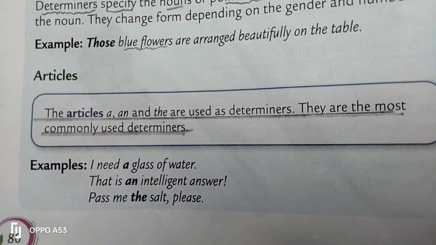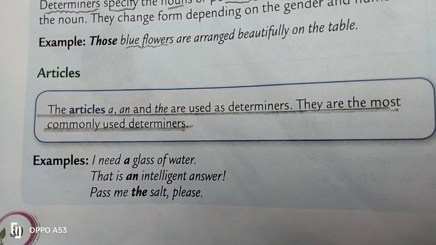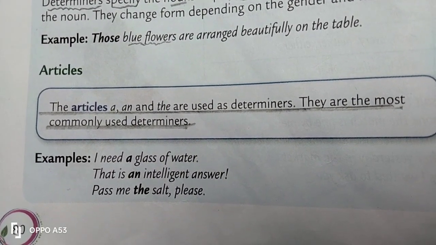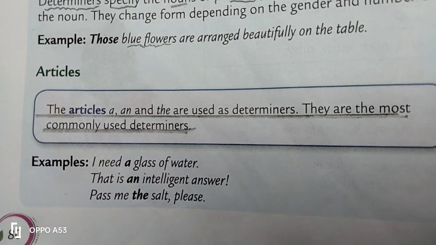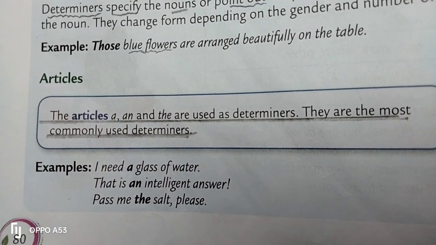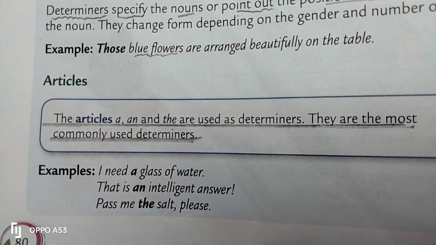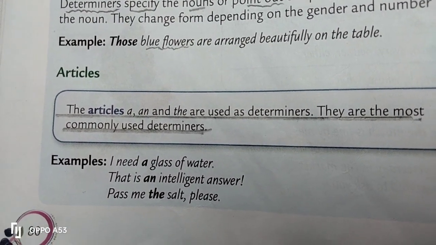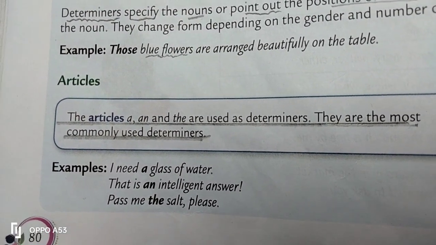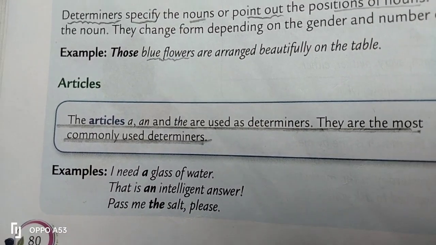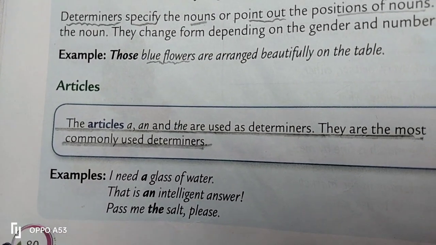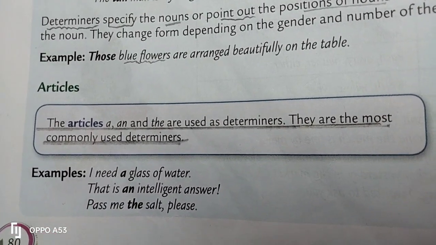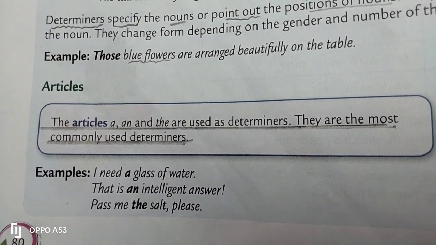Even in editing the passage, you will see certain determiners are omitted or mistakenly used in order to make the student write correctly. So you need to see the noun, a part of noun: a glass of water, an intelligent answer, the salt. Where you have to use and how to use determiners very cleverly.